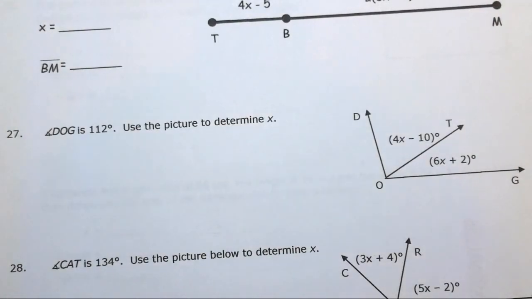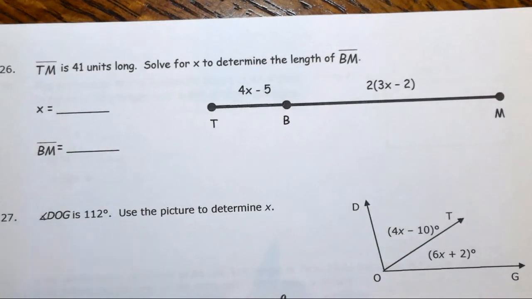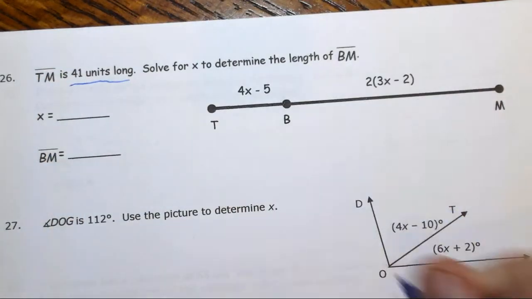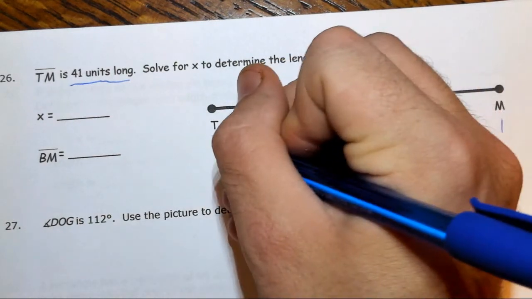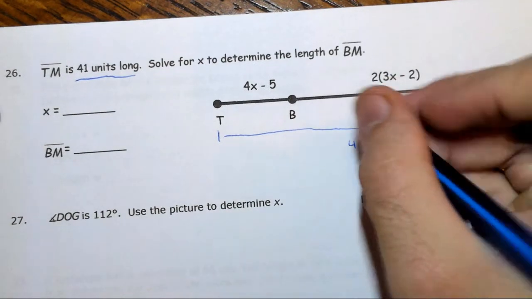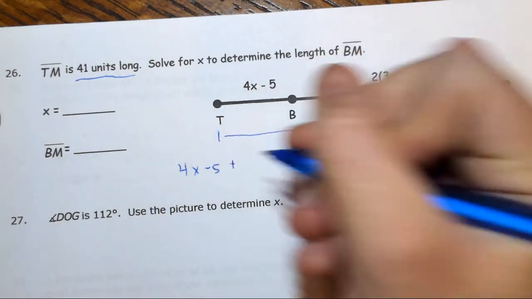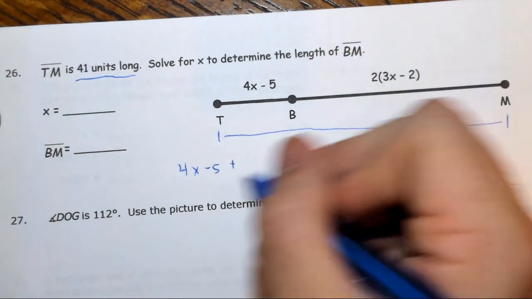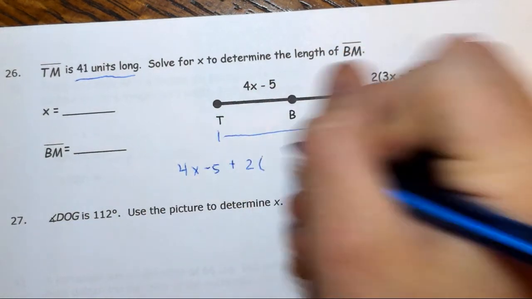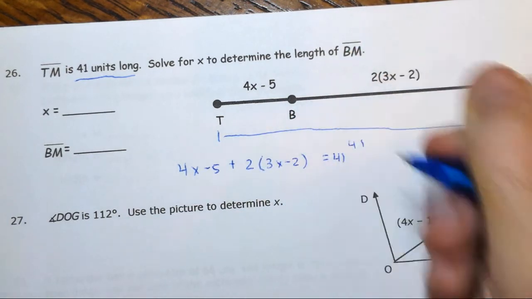Alrighty, TM is 41 units long. Solve for X to determine the length of BM. Bam, bam, bam! Alright, well again, it's telling me the total length. The total length from T to M is 41. So, let's write out an equation for it. I have 4x minus 5 is equal, plus, because I'm adding them. This isn't congruent. I don't set them equal. Bad, Mr. Veenstra. Bad. Plus 2 parentheses 3x minus 2 is equal to 41.